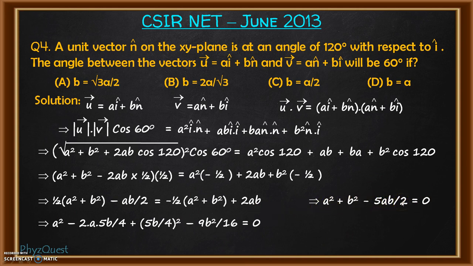5ab by 2 we can write as 2 into a into 5b by 4. So to establish a perfect square term from this, there should be a term of (5b by 4) whole square. So we have that, and the remaining term will be 9b square by 16. So these two terms, (5b by 4) square is 25b square divided by 16, minus 9b square by 16. This will ultimately lead to b square only.